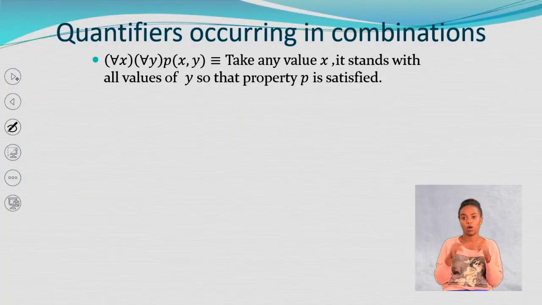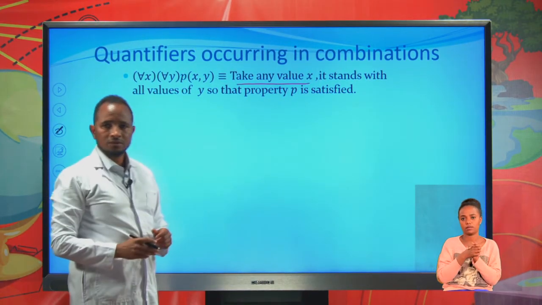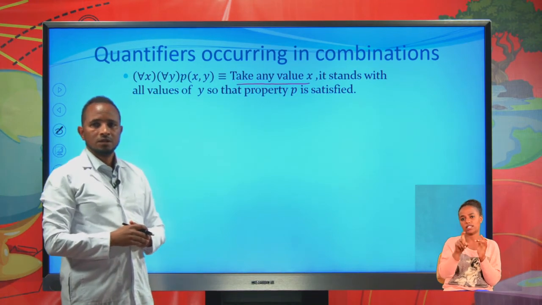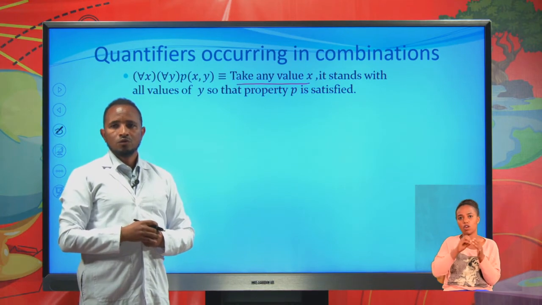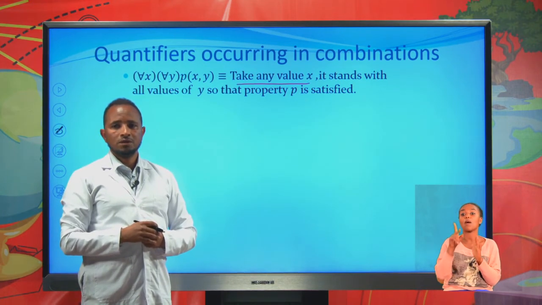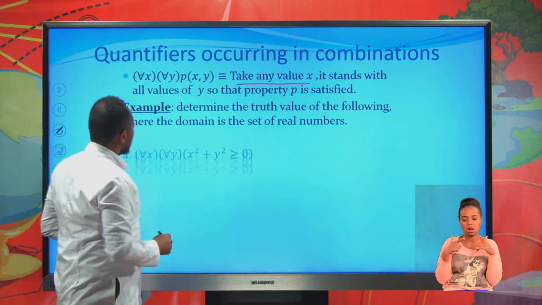Now let's see the next one. For all x, for all y, P of x, y. This means, take any value of x. That value of x stands with all values of y, so that the property P is satisfied. So let's see an example for this.